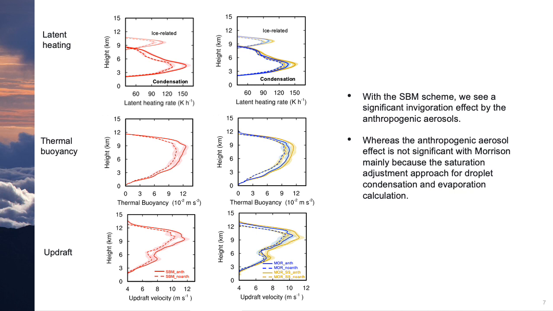When we replace the saturation adjustment approach with the condensation evaporation calculation based on explicit subsaturation, which is shown in the orange line, we see a similar aerosol effect as that from the spectral beam scheme.